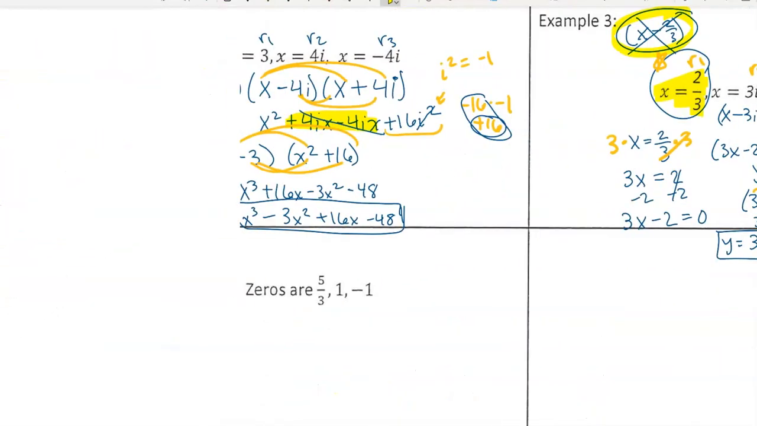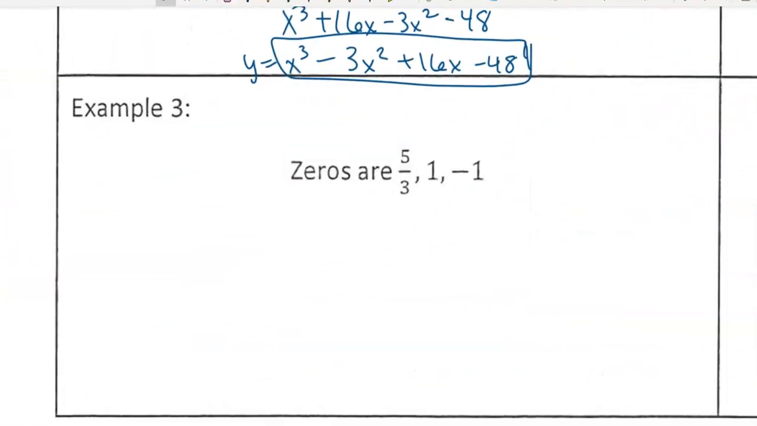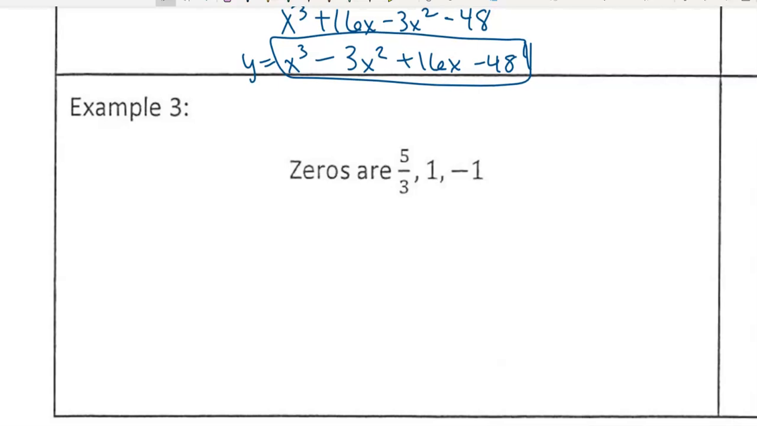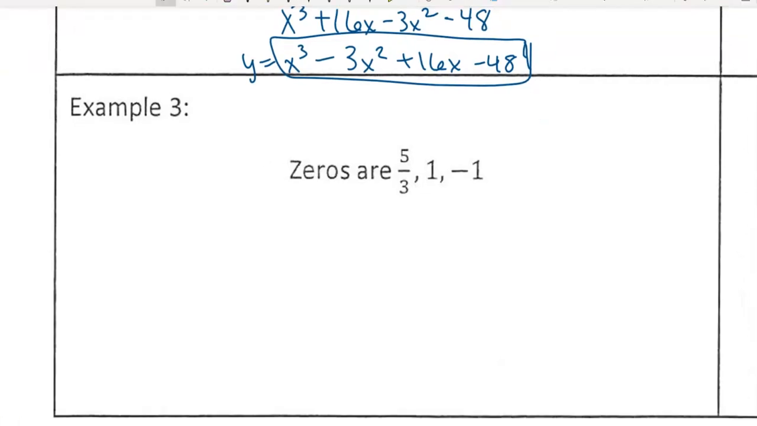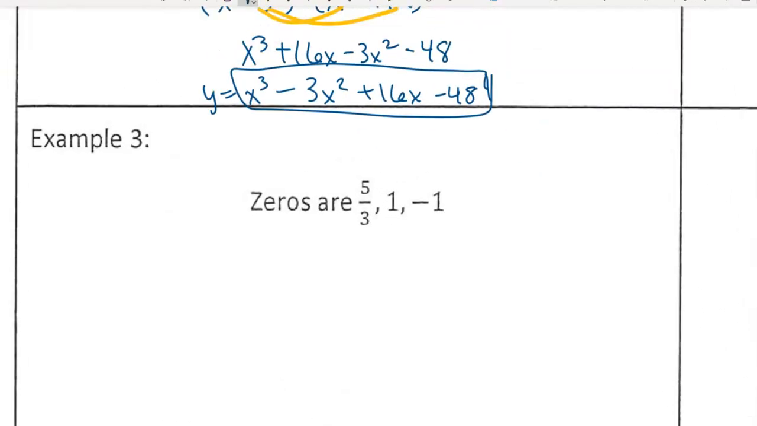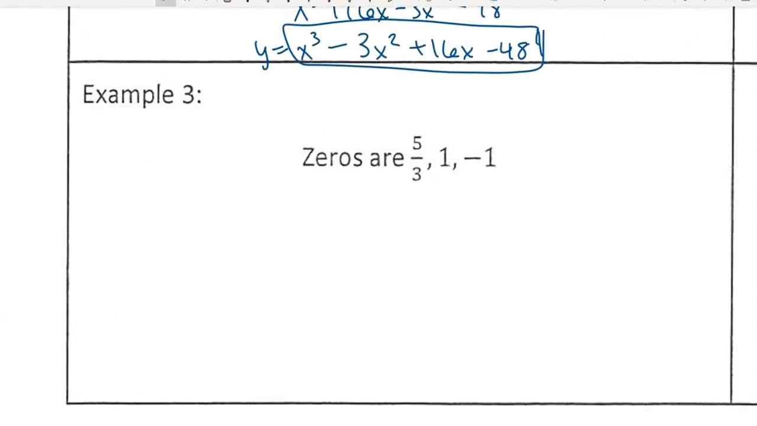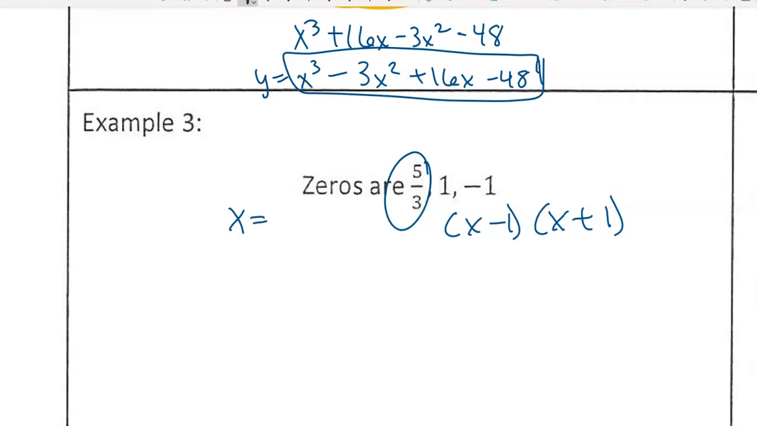All right, we have one more example that we need to get through kind of quickly. We have 3 zeros here. So what do you think the degree is? Probably a degree of 3. So let's start by writing our factored form, just like we did in the formula. X minus, well, again, we have a fraction, so let's hold off on that. We know we're going to have x minus 1 and x plus 1. Now, dealing with our fraction, let's say x equals 5 over 3. How did we get here?